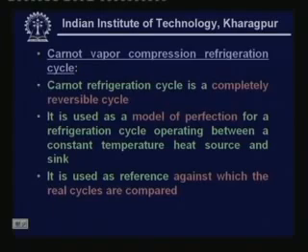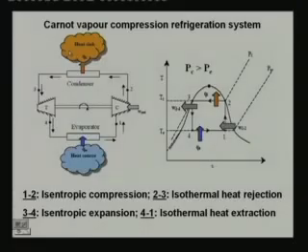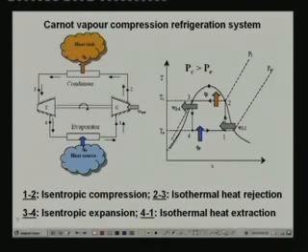Now, let me explain Carnot Vapour Compression Refrigerant Cycle. As you can see here, the Carnot refrigerant cycle consists of four basic components: the compressor, condenser, turbine and an evaporator. And the cycle as shown on the TS diagram here consists of four basic processes. Process 1 to 2 is isentropic compression, process 2 to 3 is isothermal heat rejection, process 3 to 4 is isentropic expansion in the turbine, and finally process 4 to 1 is isothermal heat extraction.